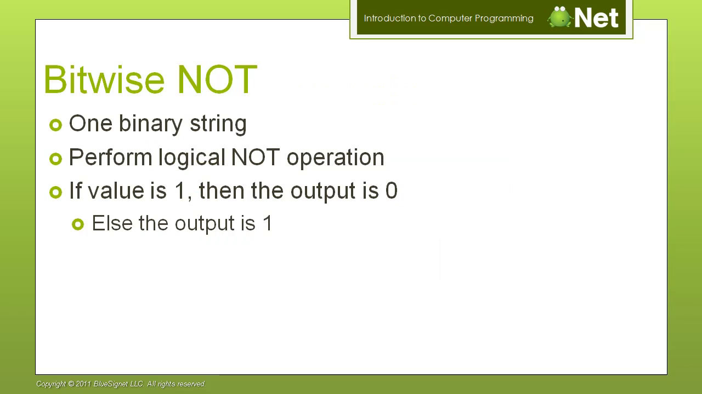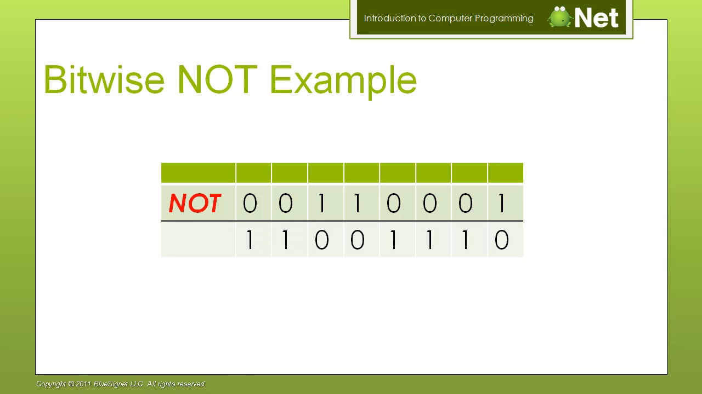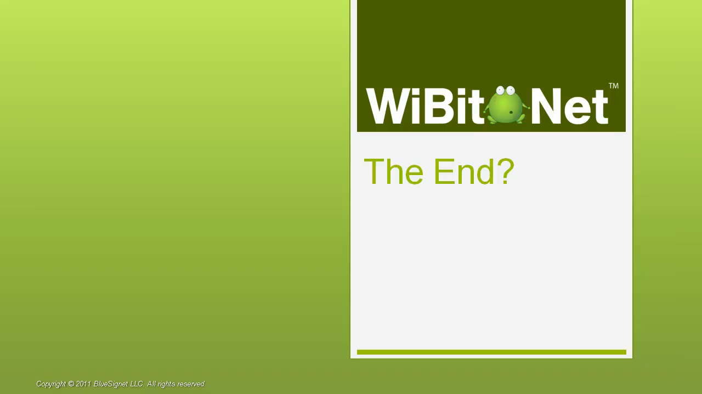And lastly, we have the bitwise NOT operation. This is performed on one binary string, and is not necessarily a comparison of two. It's a logical NOT operation. If the value is 1, the output is 0. Otherwise, the output is 1. So the result will always be the opposite of the statement of truth. Exactly. So if we look on the far right, if it's not true, it's false. If it's not false, it's true. And so on all the way through. So the binary string on the bottom is the complete opposite, which is the NOT. And that's a very fast crash course in bitwise operations.